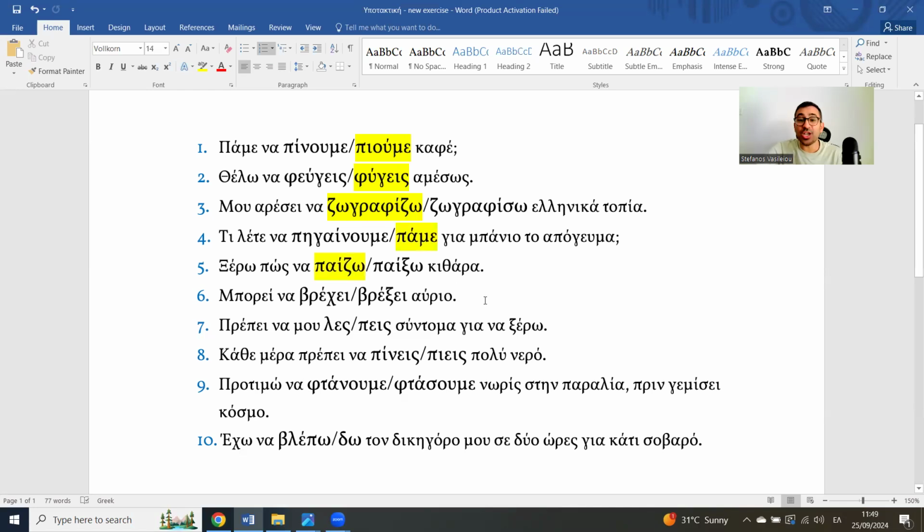Μπορεί να αύριο. It might rain tomorrow. It might rain, so just tomorrow. It will rain once if it happens. So not βρέχει, βρέξει.